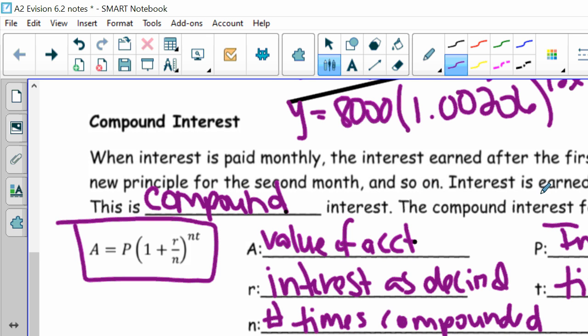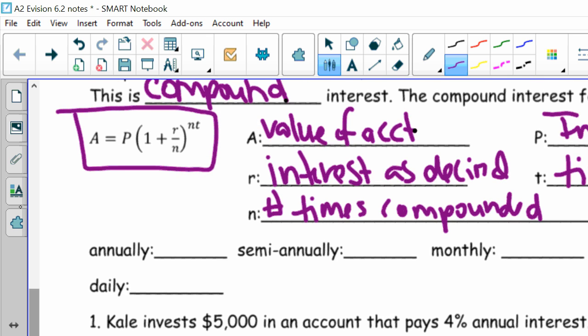And then we're just going to make sure that we know what these words mean. Some of the more common ways that it will be compounded: annually means once a year. Semi-annually means twice a year. Monthly means 12 times a year. Quarterly, think money, there are 4 quarters in a dollar. There are 4 quarters in a year. And then daily, 365 times. So let's work some problems doing that.